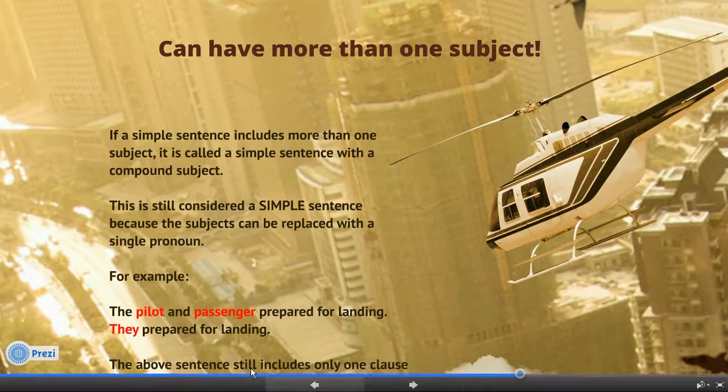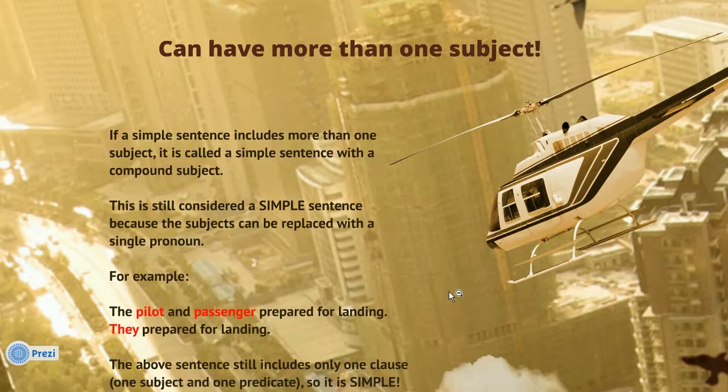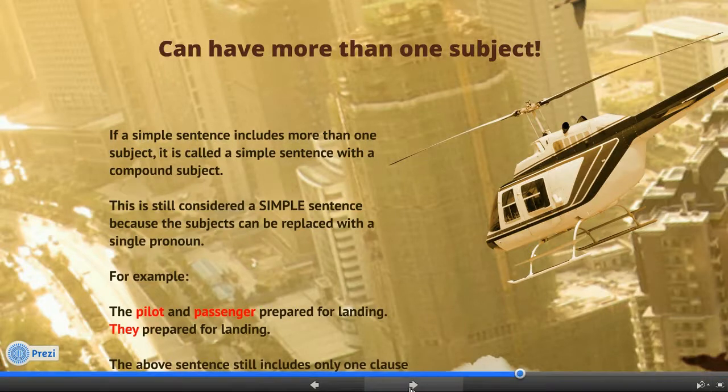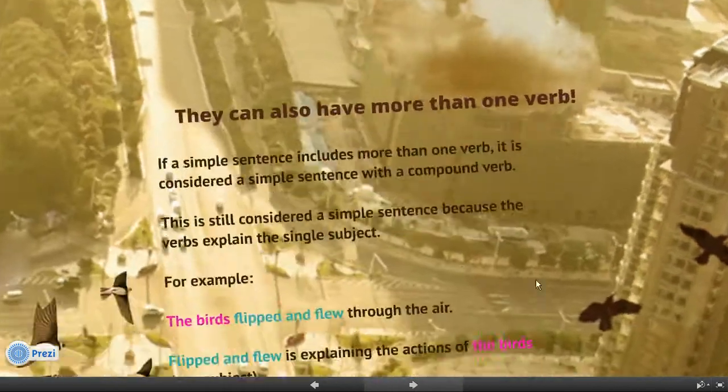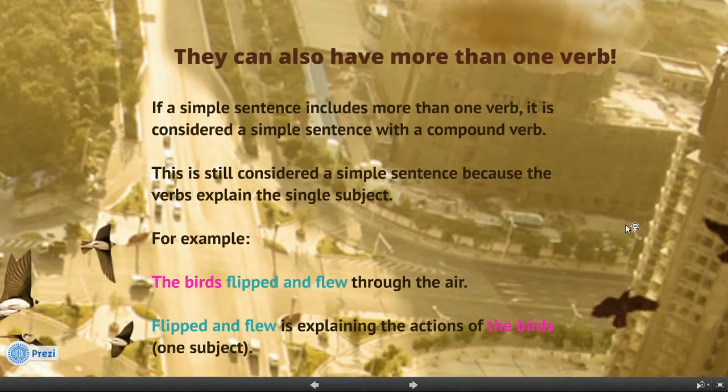So, for example, if we said the pilot and passenger prepared for landing, yes, we do have two subjects there. We have a pilot and a passenger. We could replace those with one pronoun and just say they. They prepared for landing. So if we use what we said before, we can check to see if it's simple. We have one subject, they. What did they do? They prepared. So we still have one subject and one verb. It's still a simple sentence.